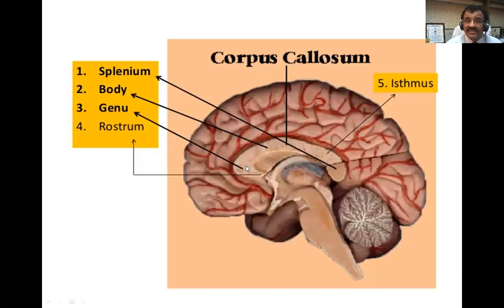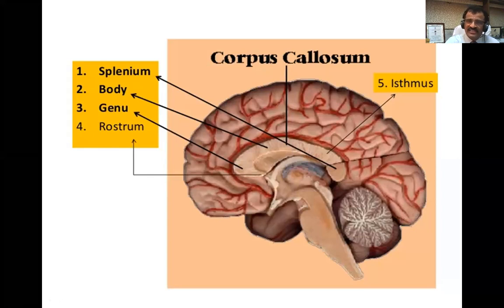These are the parts of corpus callosum. So you can see this middle long portion is your body. And there are other parts at 2 ends. At the anterior end, there is a genu. Genu means bend. Below the genu, there is a rostrum. You can see this portion, rostrum. So rostrum, genu, body, isthmus, and splenium. So these are the 5 parts of corpus callosum.